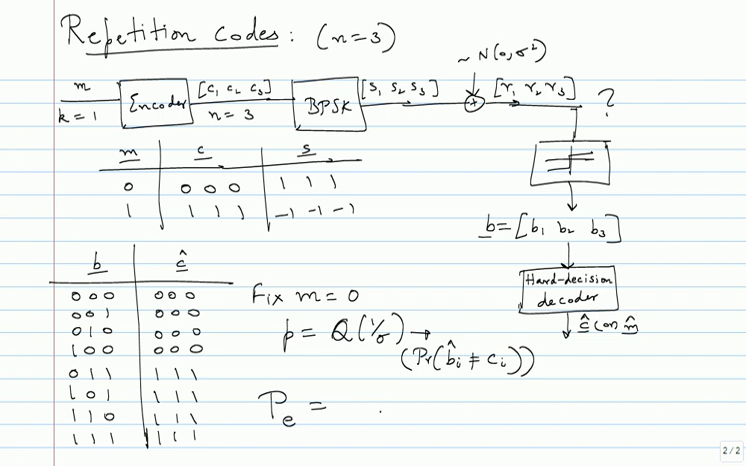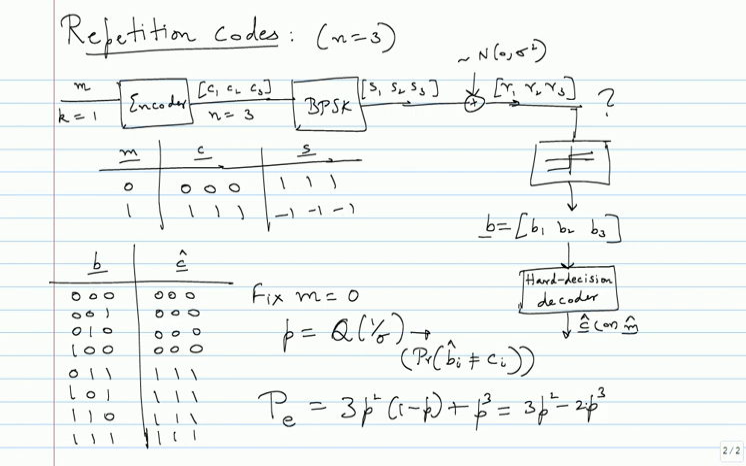When will you make errors? When two of them go in error or all three of them go in error. So what's the probability that two of them will go in error? It can happen in three possible ways: 3p squared (1 minus p) plus p to the power 3. This is the probability of error. If you want, you can simplify this a little bit: 3p squared minus 2p to the power 3.